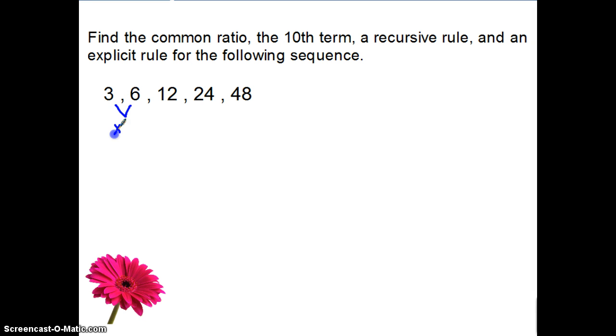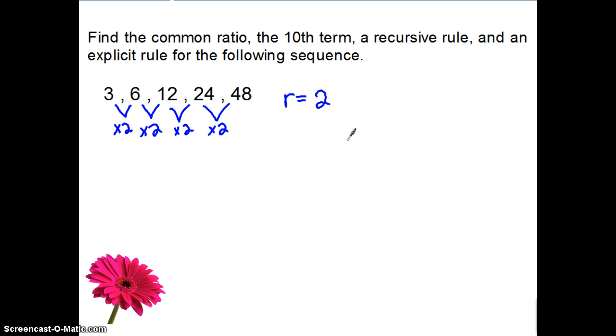To get from 3 to 6, we're multiplying by 2. 6 to 12, we're multiplying by 2. So every time we go up a term, we are multiplying by 2. So we should already know our common ratio, which is our r. Our common ratio is 2.